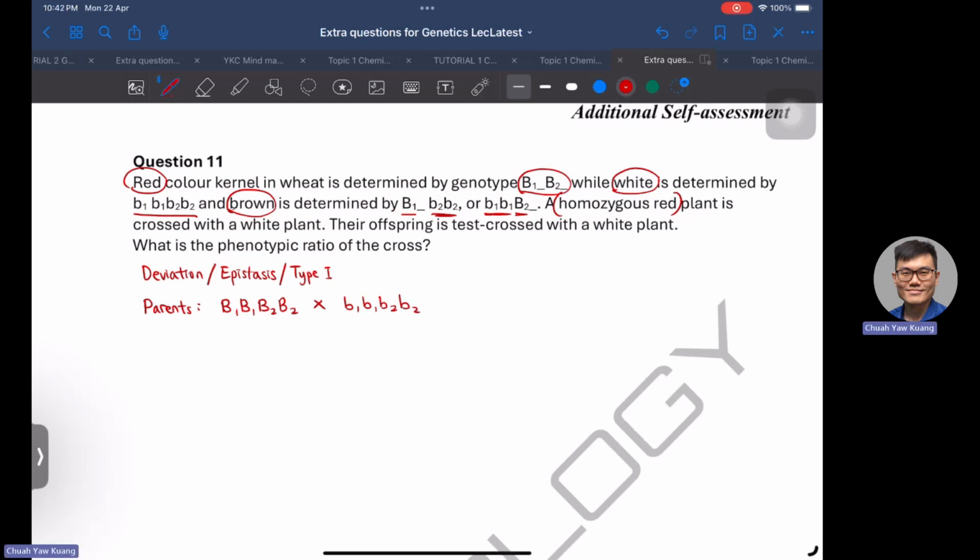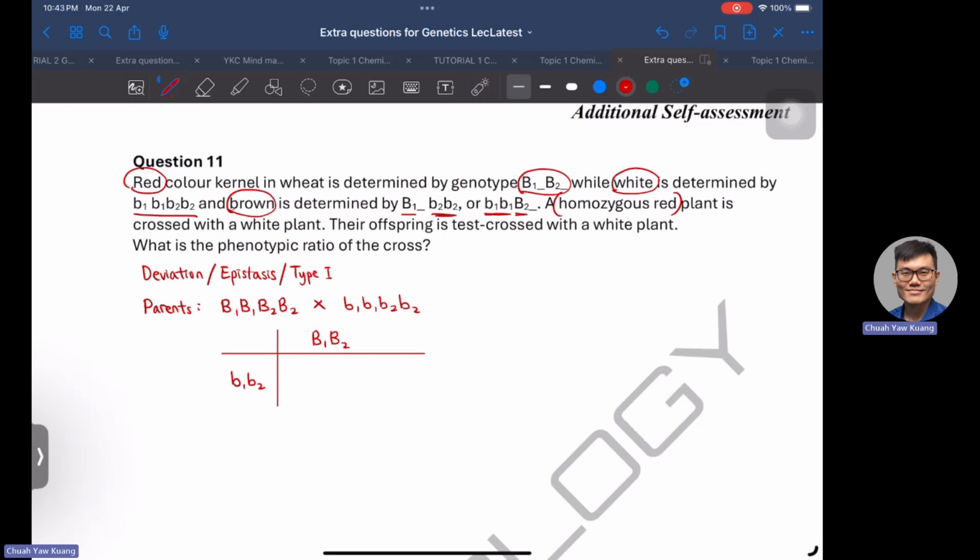After we are done with the cross, next we will find the gametes. I will draw. This individual is going to have B1, B2, which is one of the gametes. The second B1, B2 is still the same, so it is going to produce only one type of gamete, which is B1, B2. The same thing goes for this white plant: it also produces only one type of gamete.